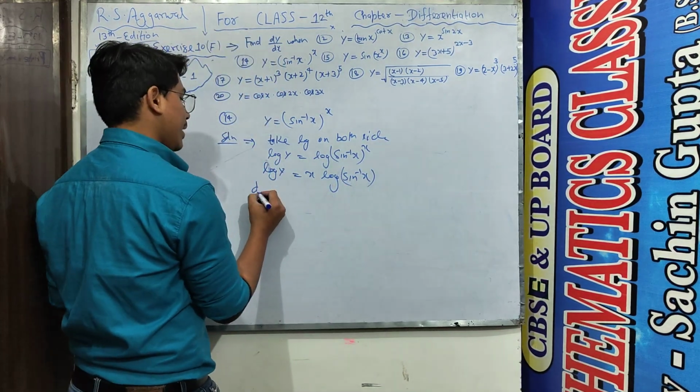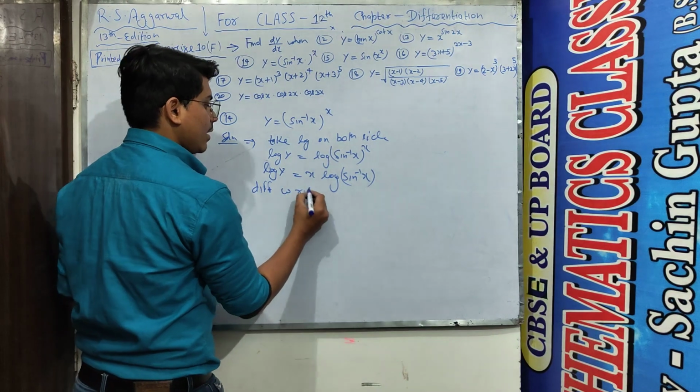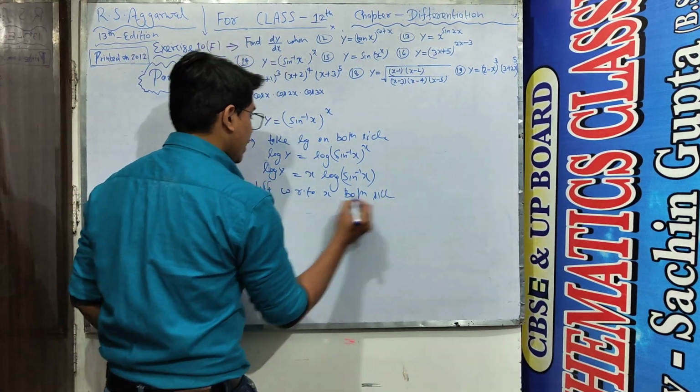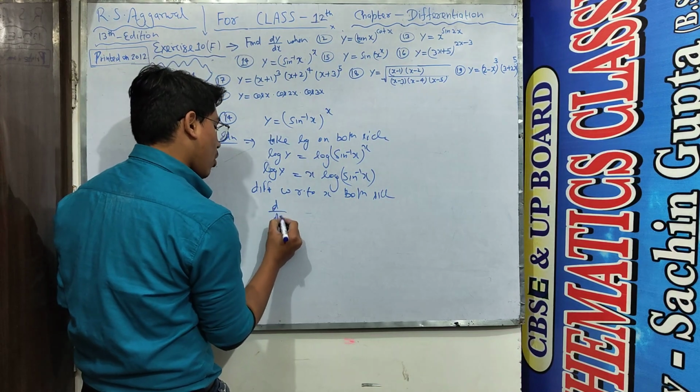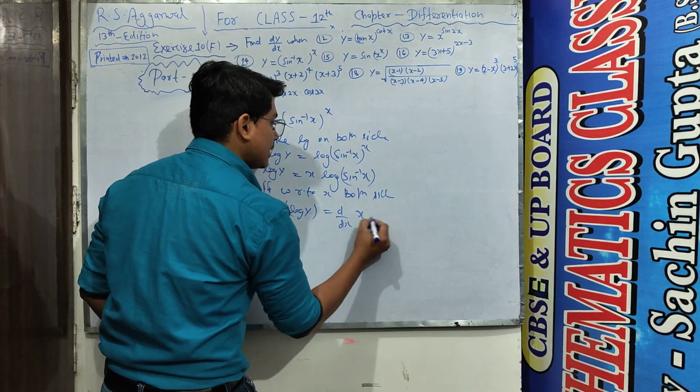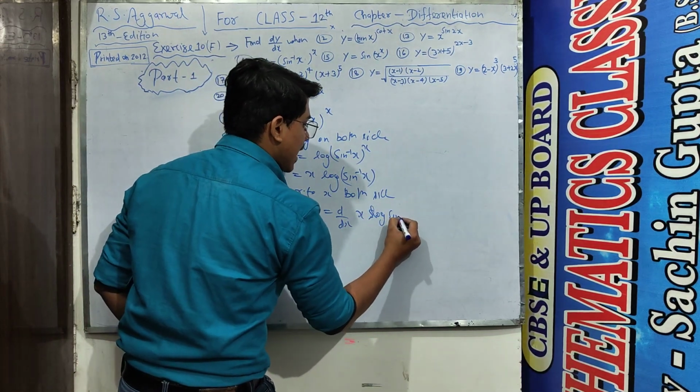And here we write, differentiate with respect to x both sides. Then it becomes d by dx of log y, and d by dx of x times log of sine inverse x.